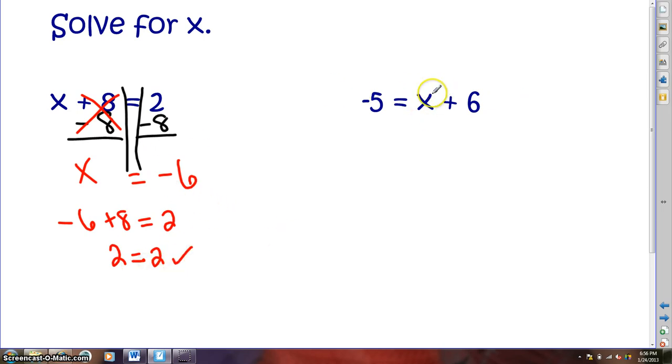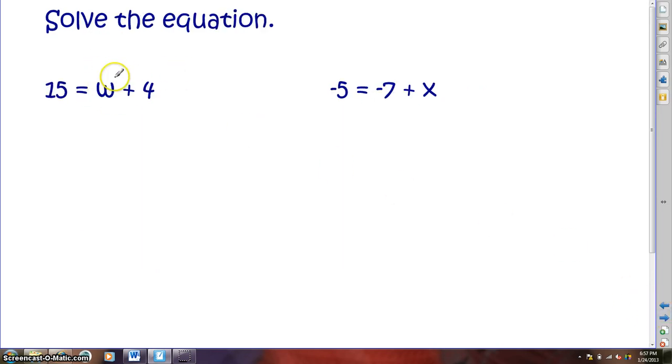On this one, my variable's on the right. Doesn't matter which side it's on, but my variable's over here on the right hand side, and it has with it a plus 6. So the inverse of plus 6 is minus 6. And if I subtract that from one side to keep my balance from tipping, I have to subtract it from the other side as well. So negative 5 minus 6. My signs are alike, so I add those values and I keep the sign, and I have negative 11 equals x. So over here, my 6's canceled out.